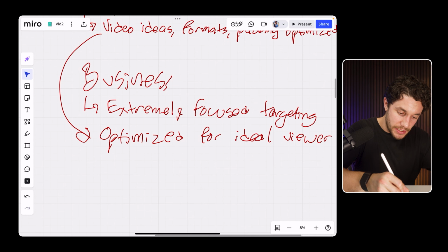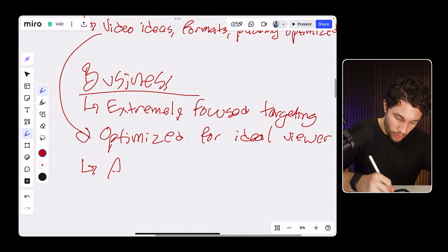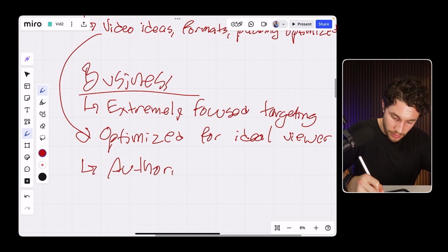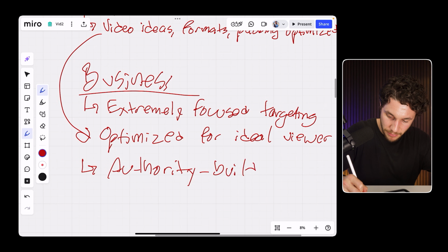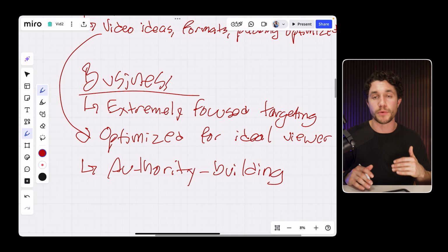And then as a business, one of the big things that you're trying to do here is basically authority building. Okay. So that's big because as a business, your goal is to inform purchase decisions or download decisions or whatever, right? That's what you want to do as a business.